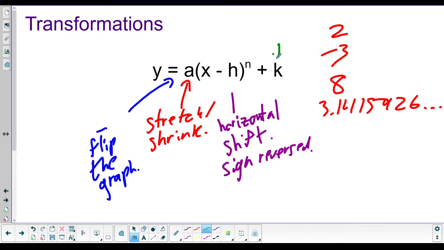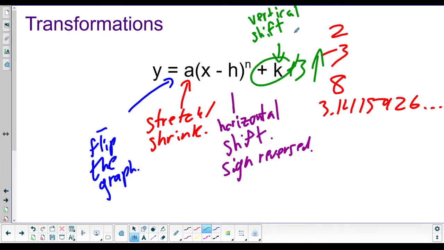All right. And then K, you guessed it, is the vertical shift. There we go. And this moves it up or down. If K says +3, then you go in the positive 3 direction. K is not reversed because it's just floating out there plus K by itself.